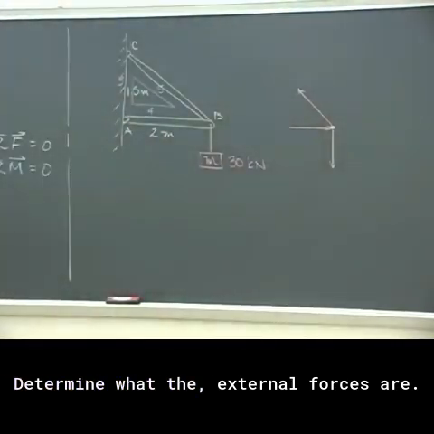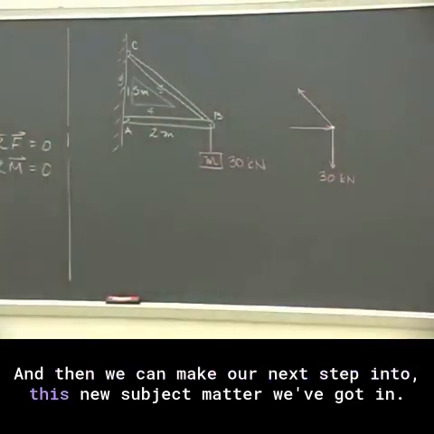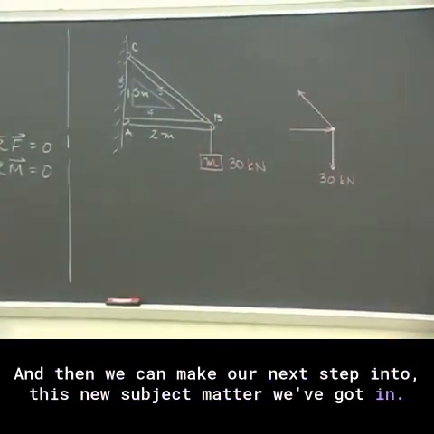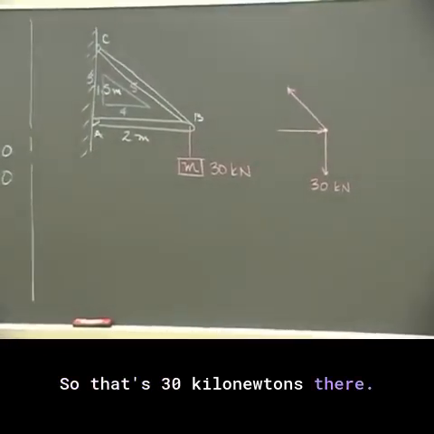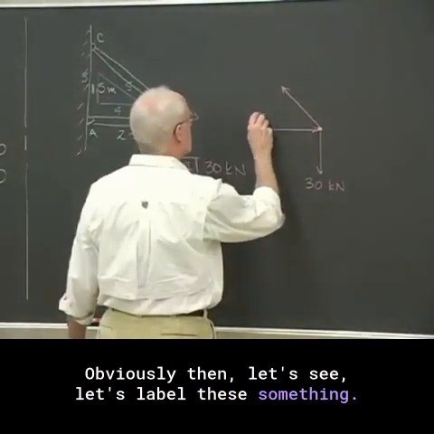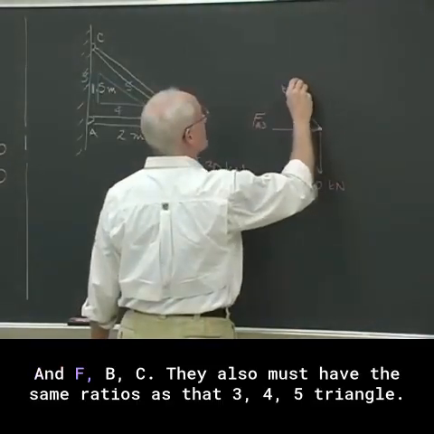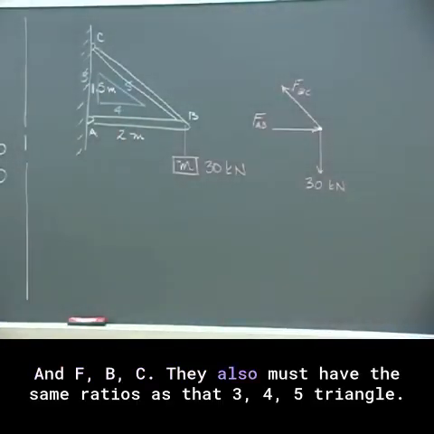what the external forces are, and then we can make our next step to the new subject matter we've got at hand. So that's 30 kilonewtons there. Obviously, then, let's label these something. We'll call that FAB and FBC. They also must have the same ratios as that 3, 4, 5 triangle.